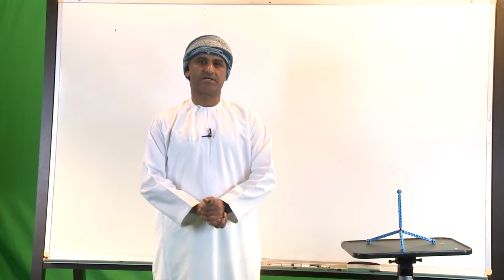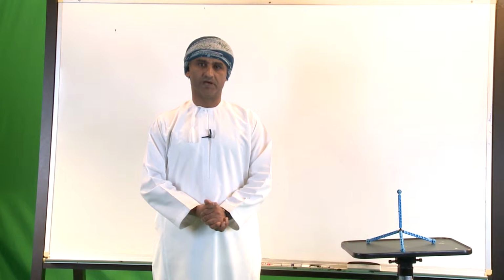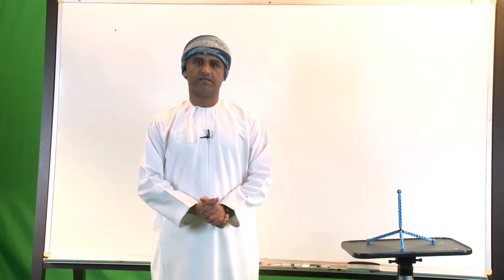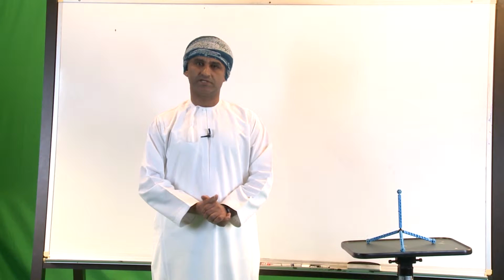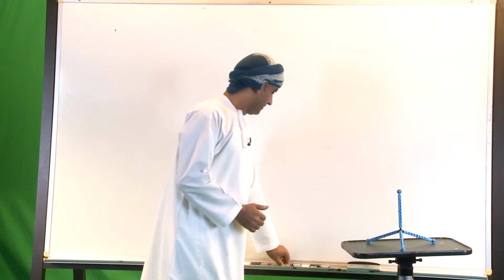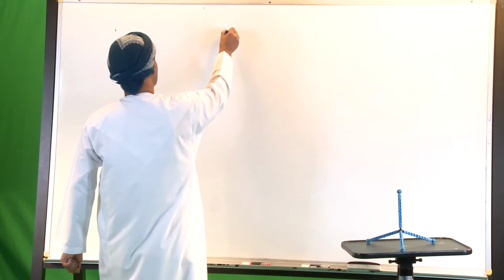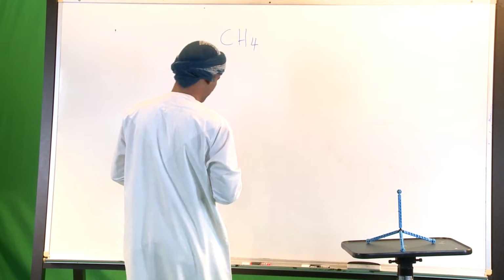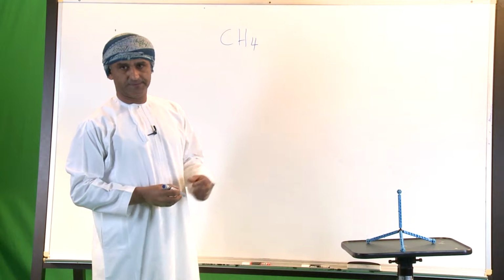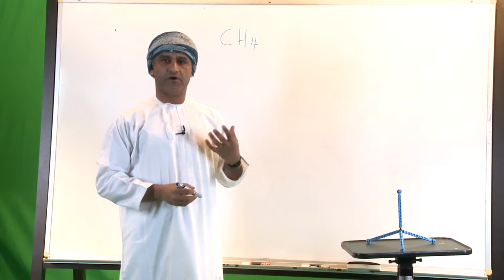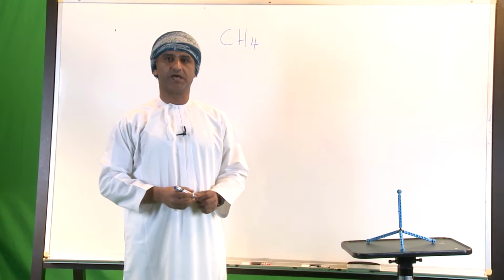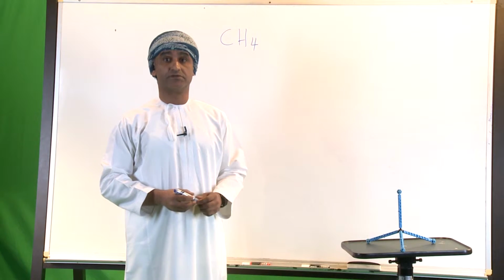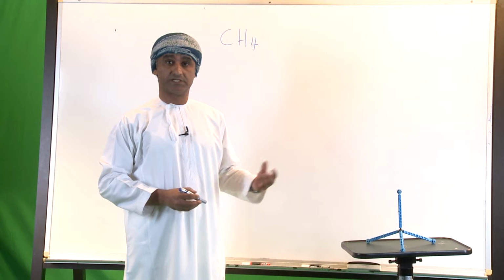Let's continue our discussion of the valence shell electron pair repulsion model, and this time we take a 4-electron pair case. This time we take a compound such as methane. Methane has a chemical formula of CH4, and in order to predict the overall arrangement of electron pairs and therefore the molecular shape of methane, we need first to draw a possible Lewis structure.